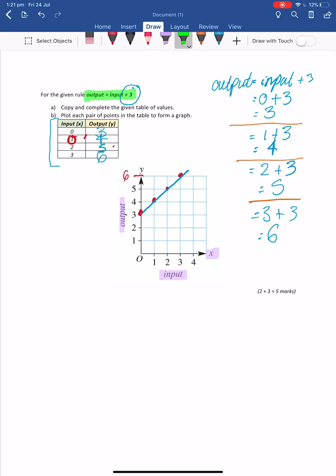Now I'm going to give you 2 marks for correctly filling out your table, which is here. Then I'm going to give you 3 marks for correctly plotting your points, which is here.